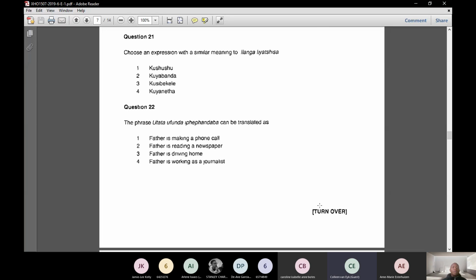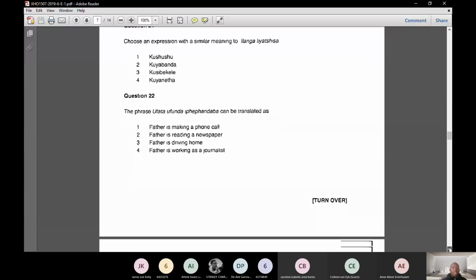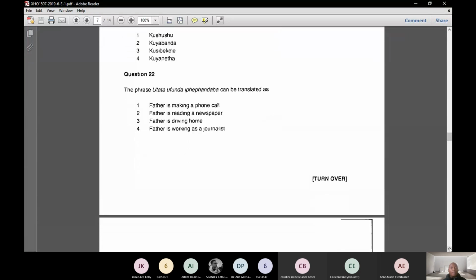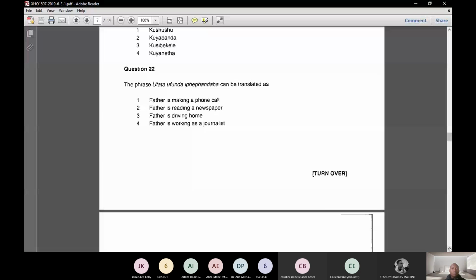Yes. Thank you. Right. Number 22. The phrase utata ufunda iphephandaba can be translated as number 2, father is reading a newspaper, or number 3. It's number 2. Yeah, number 2 is correct. Iphephandaba is a newspaper, and utata is father, obviously. Reading is ukufunda. So for number 22, the correct answer is number 2.